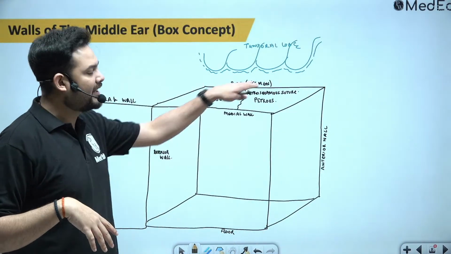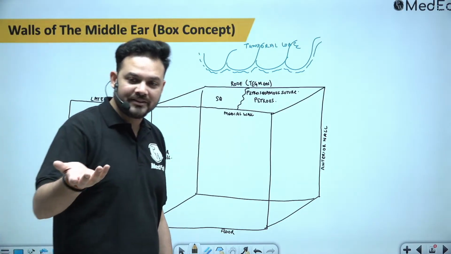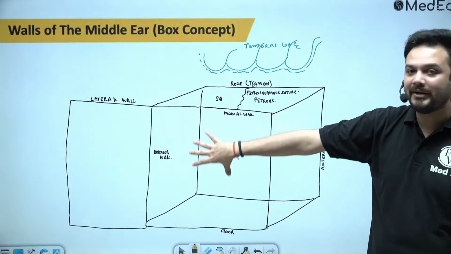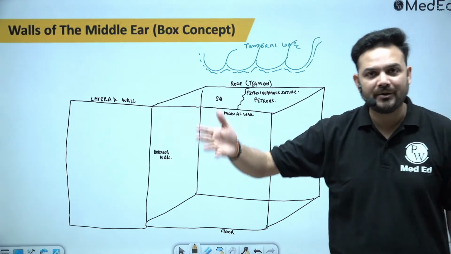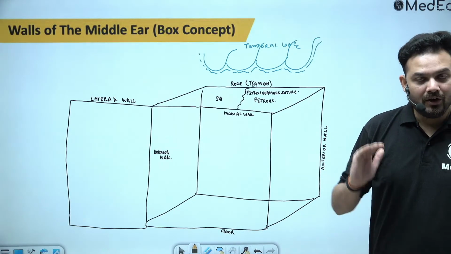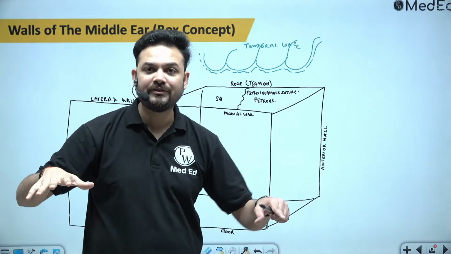Because this is the tegmen, we also call it tegmen tympani. It is called tympani because tympanum is the middle ear. You can also call it simply tegmen, or simply the roof. So now we have done the roof, one wall. Everyone is clear about what the roof is, right?